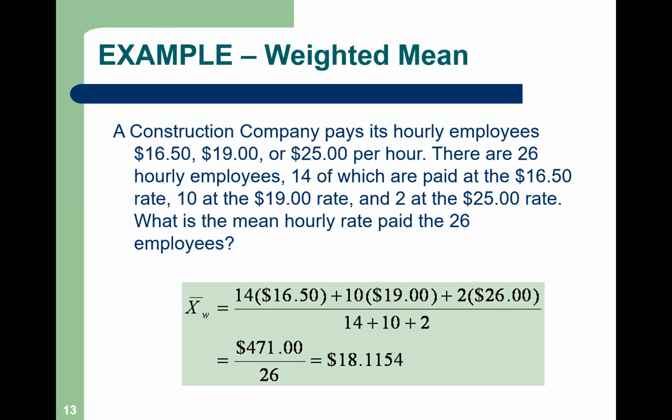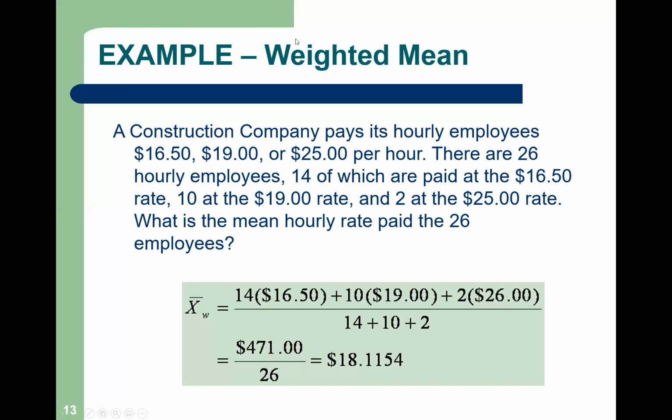We found that 14 of the employees got the $16.50 rate, 10 employees got the $19 rate, and two of the employees got the $25 rate. In this case, we can measure the weighted mean because we have the weights associated with each value. Like this, 14 is the weight for 16.5, like 14 employees got 16.5.